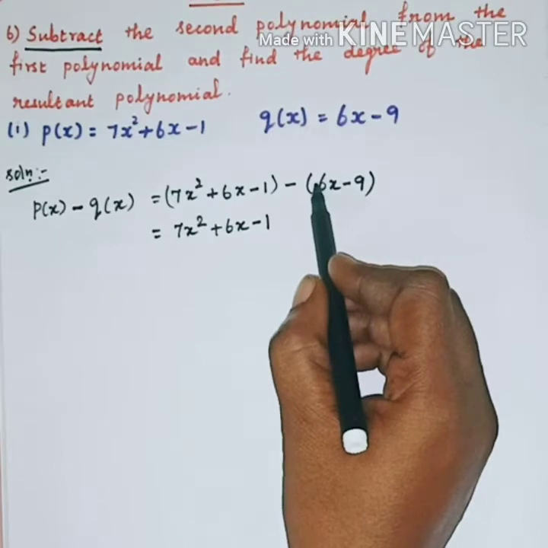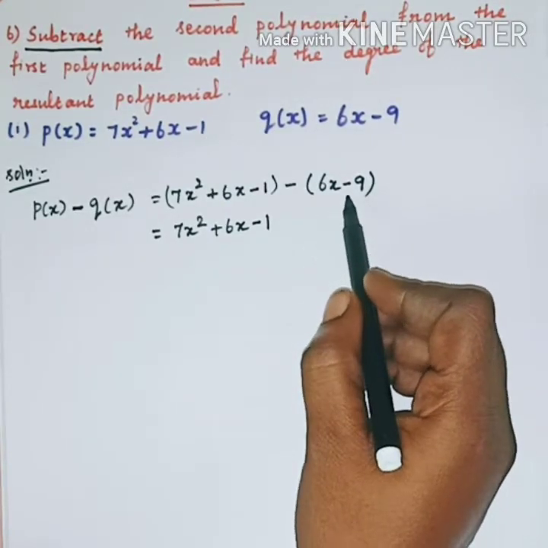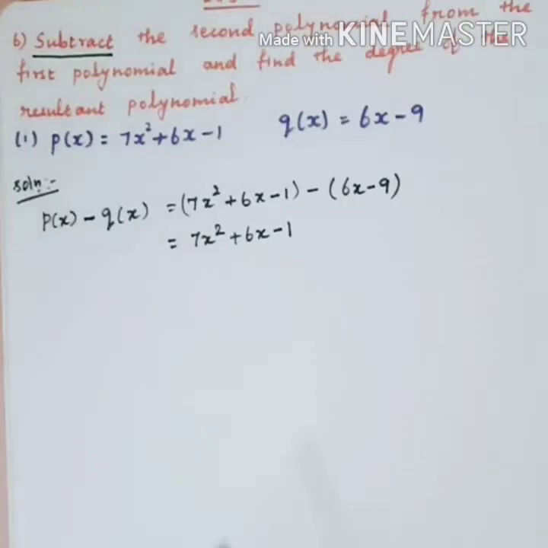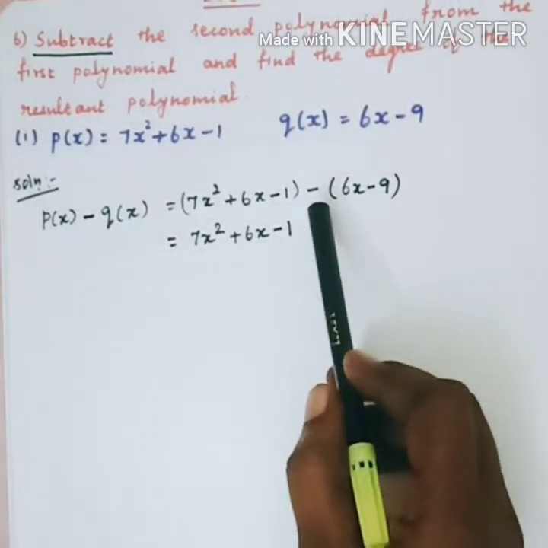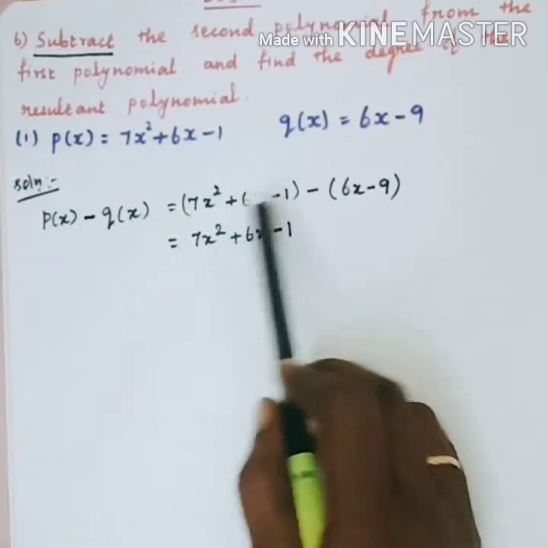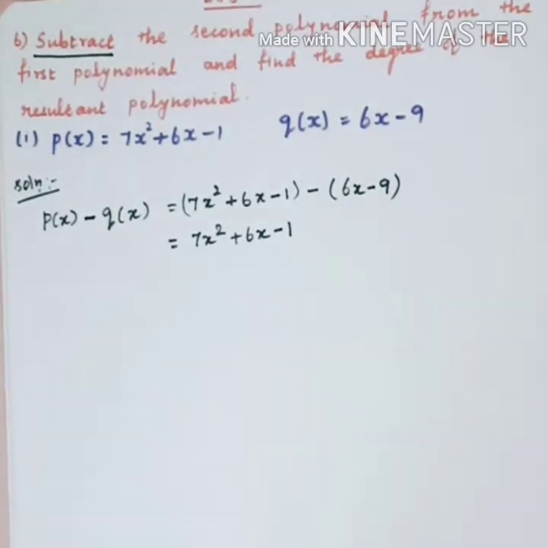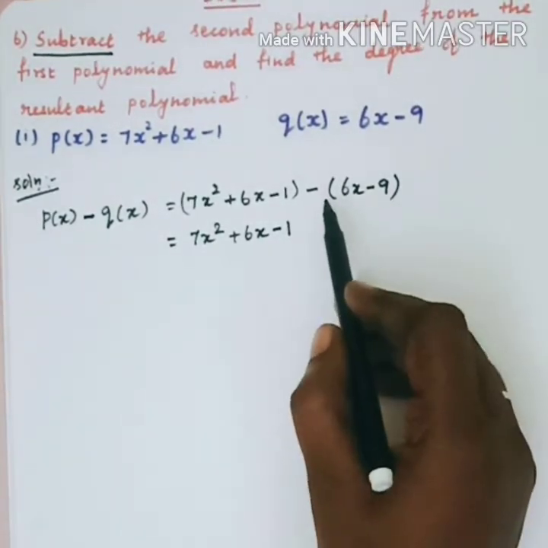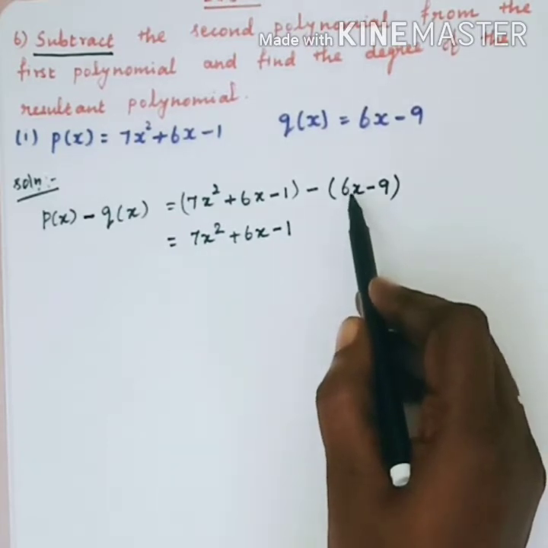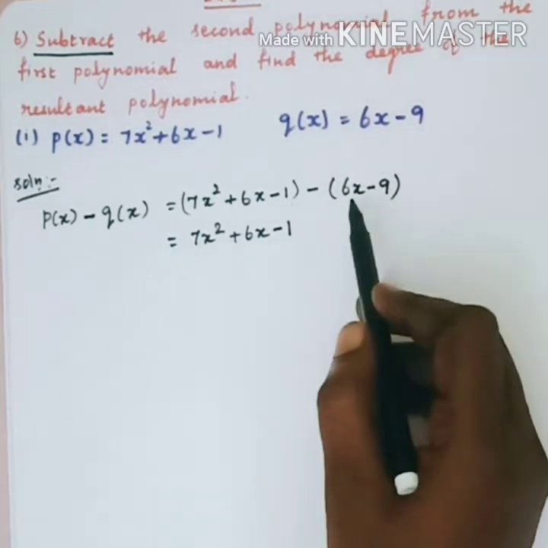So if it's plus 6, you have to put minus 6, and if it's minus 9, you have to put plus 9. Here we have a minus symbol in between the expressions, so you have to subtract these two expressions. When we are subtracting the polynomials, we have to change the signs of the second expression.